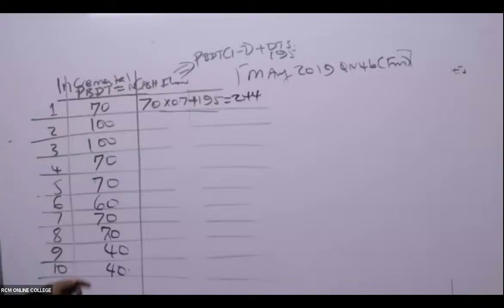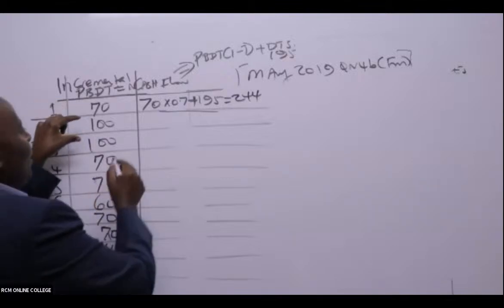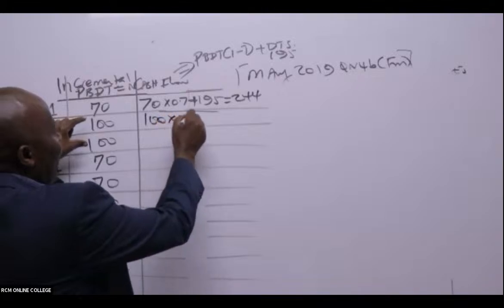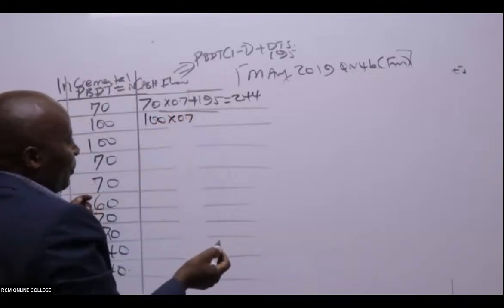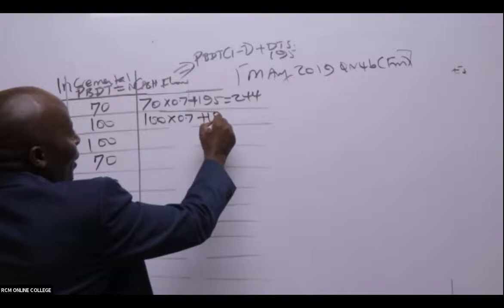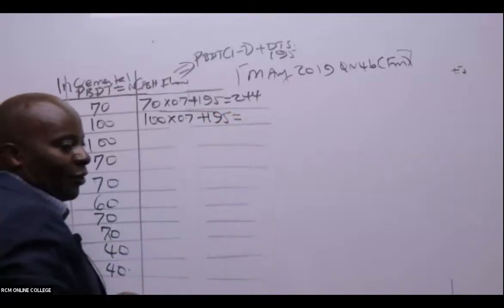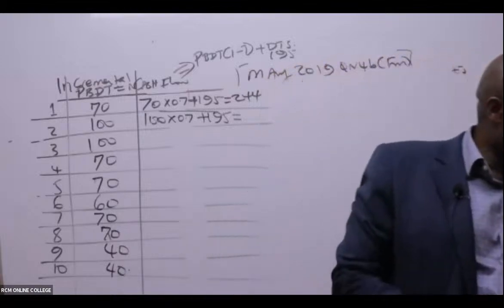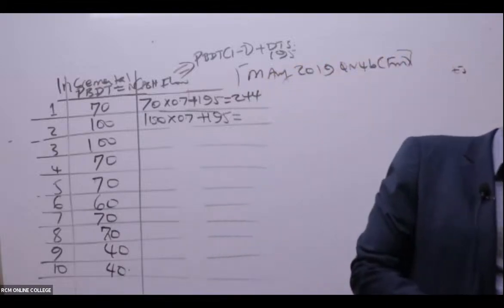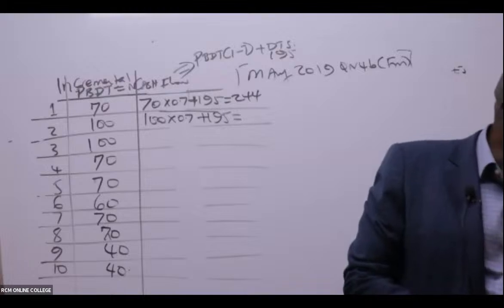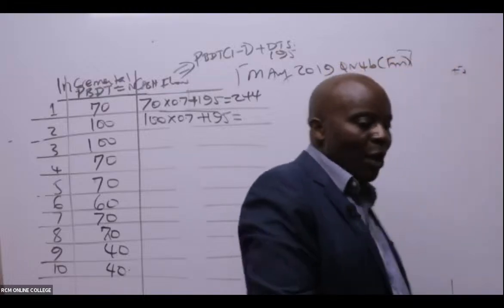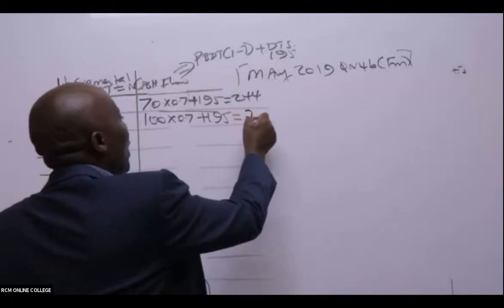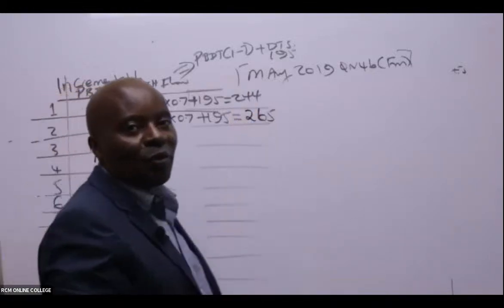Then we go to the second cash flow. Everything else will remain the same. The incremental PBT here is 100. I go minus tax, of course, and then I add the 195, which will be the same throughout. So this gives 265.